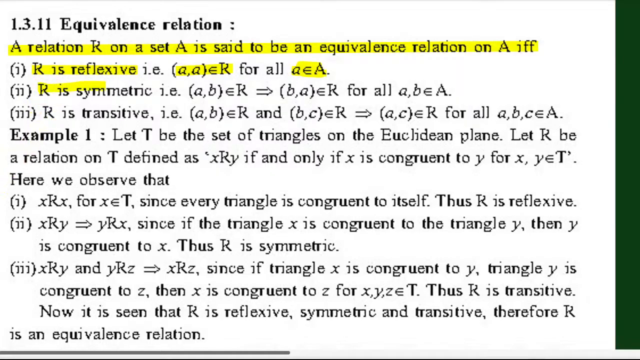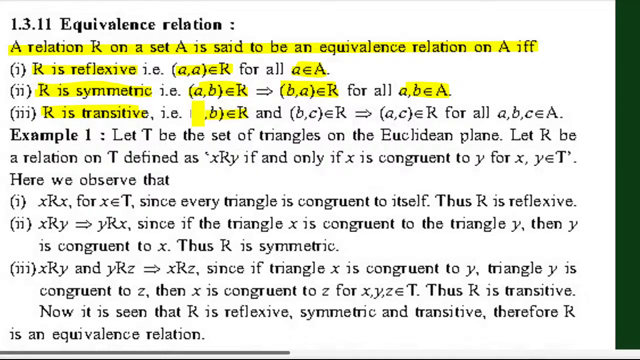Then R is symmetric: (a, b) belongs to R and (b, a) belongs to R, right? For all a, b belonging to A. And R is transitive. Okay, these three conditions must be satisfied. Then only we can say that it is an equivalence relation.